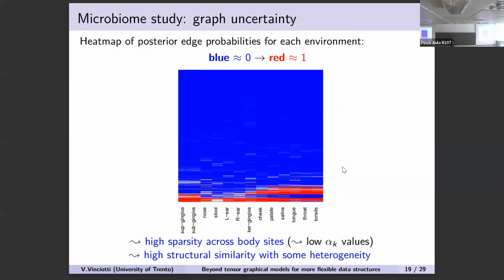So this is one way of visualizing the results. Each column is one of the graphs. I visualize a graph as a vector, and this vector contains the posterior probabilities of each edge. If you see blue, and in fact you see a lot of blue, these posterior probabilities are small, close to 0. A lot of blue is an indication of a sparse graph.